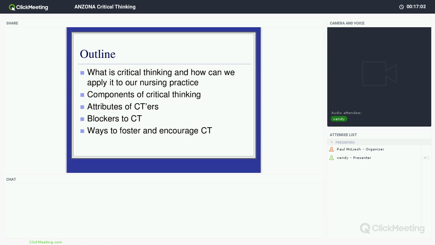We'll also look at the components of critical thinking, the attributes of people that are critical thinkers, and some examples within orthopaedic nursing of that. Blockers and things that get in the way of critical thinking, and ways that we can encourage and foster critical thinking within our orthopaedic nursing practice. First of all, we'll have a little look at what is critical thinking.